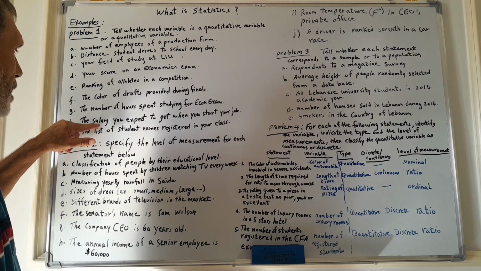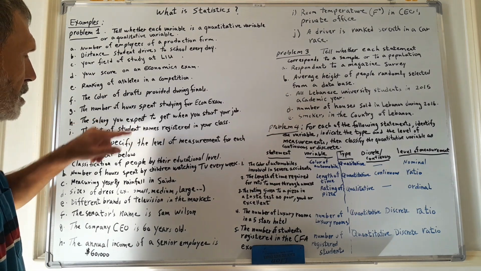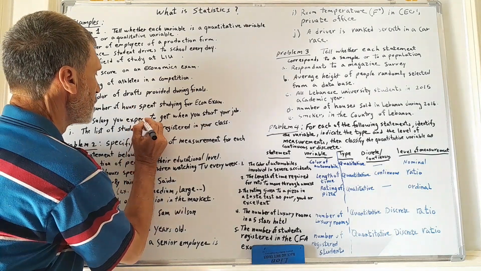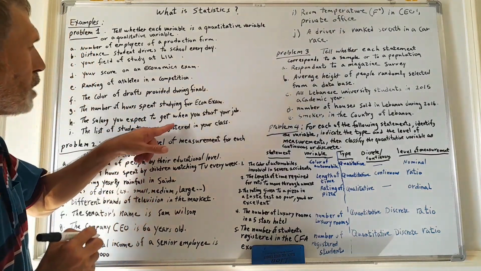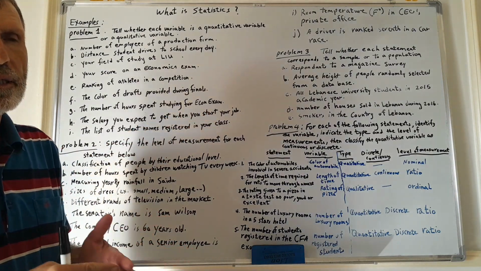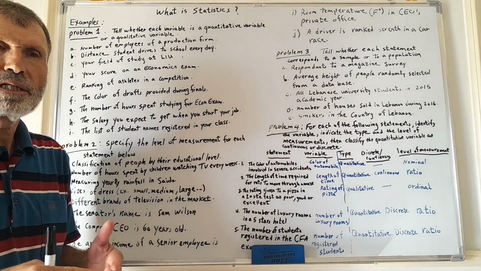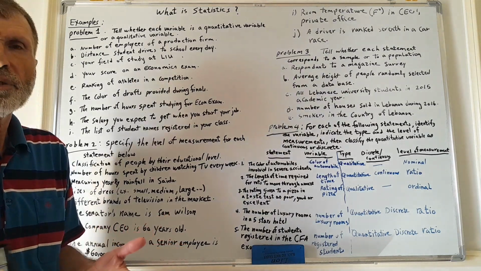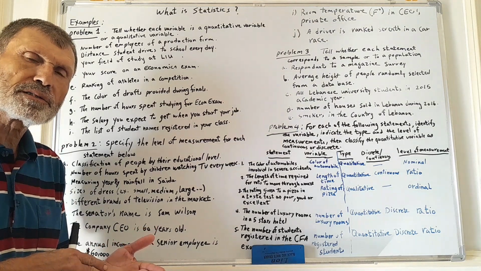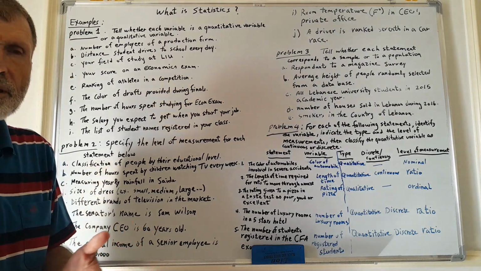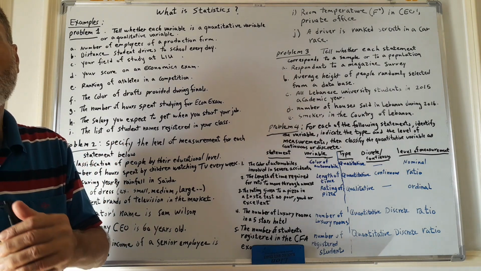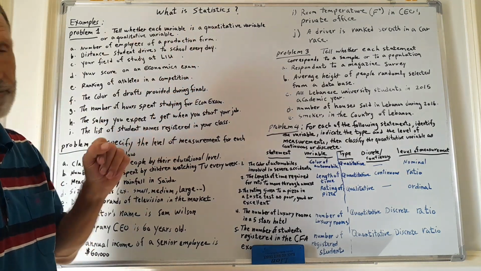The salary you expect to get when you start your job. Of course, your expectation of the salary could be $500 per month, $1,000 per month, $1,500 a month. So these are reported numerically. Therefore, they are related to a quantitative variable.